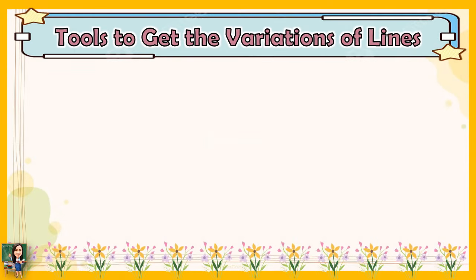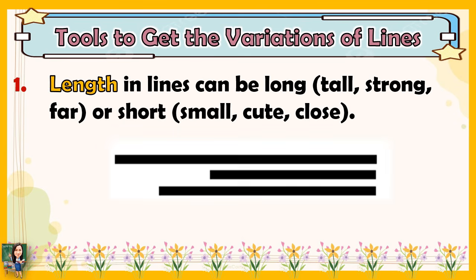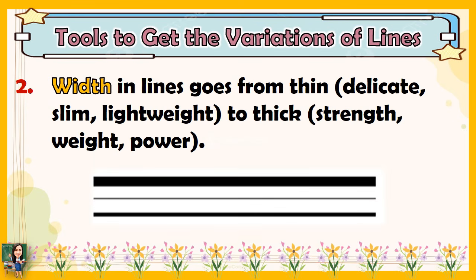Here are tools to get the variations of lines. Number 1, length in lines can be long. It may be tall, strong, far, or short. It may be small, cute, or close. Number 2, width in lines goes from thin, like delicate, slim, lightweight, to thick, like strength, weight, power.